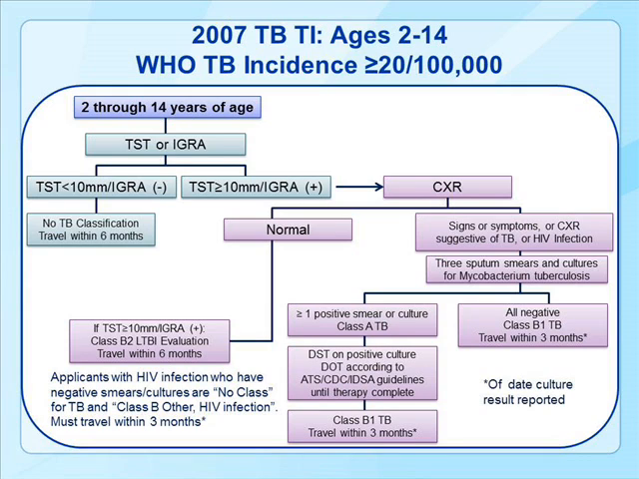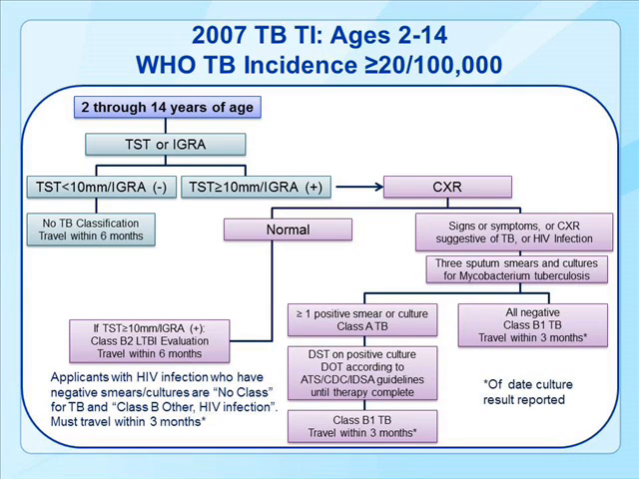If the chest X-ray is considered completely normal, then the patient would get a classification of B2 status, meaning that they were felt to have latent TB infection and would be flagged for evaluation stateside once they arrived in the United States. And again, those who are HIV infected, I should say, needed to travel within 3 months, just given the increased potential for progression to active disease.